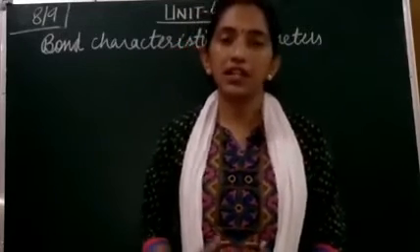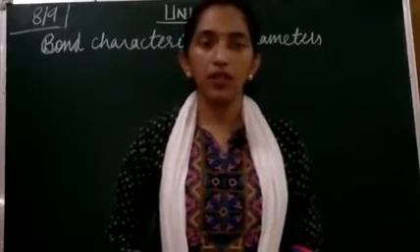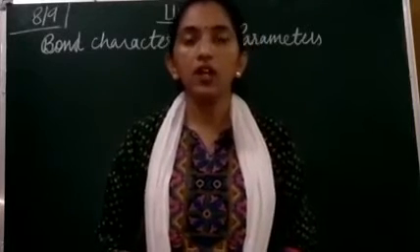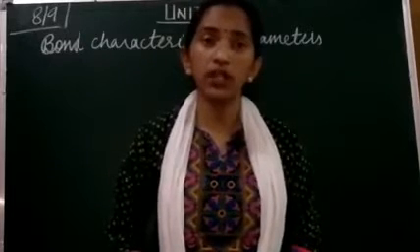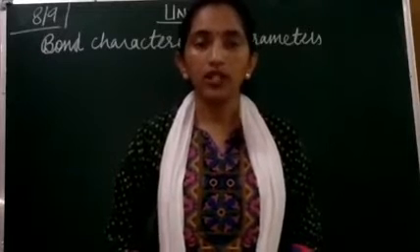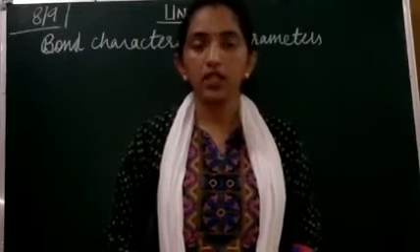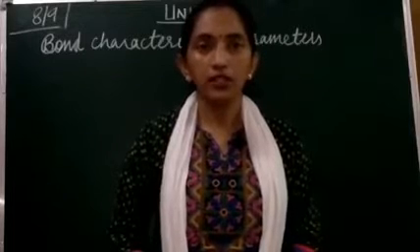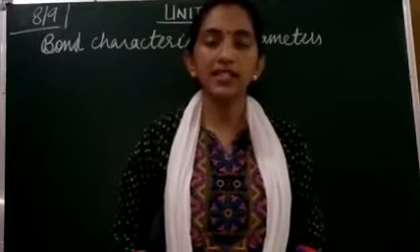Now we are going to start the next topic, that is bond characteristics. Students, once the bond has been formed, we have gone through that a covalent bond formation takes place by the overlapping of the valence atomic orbitals. Now, once it has been formed, we have to discuss what characteristics are required to define that bond, or what the features of a bond are, or we can simply say the bond parameters. So, students, the bond parameters are bond length, bond order, bond enthalpy, and bond angle. We will discuss them one by one.